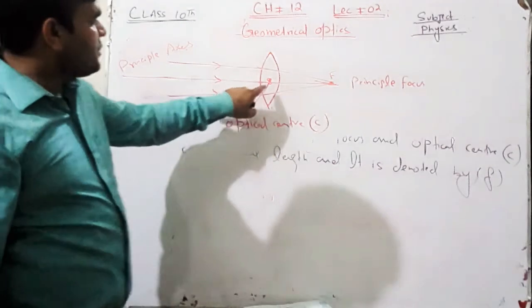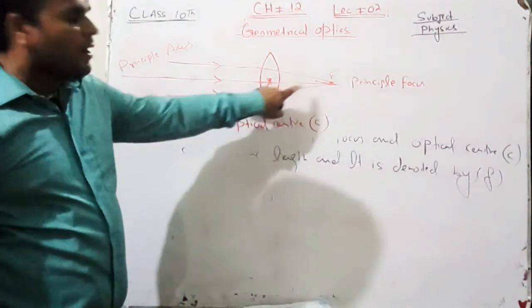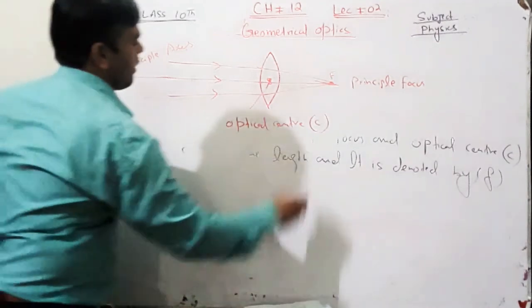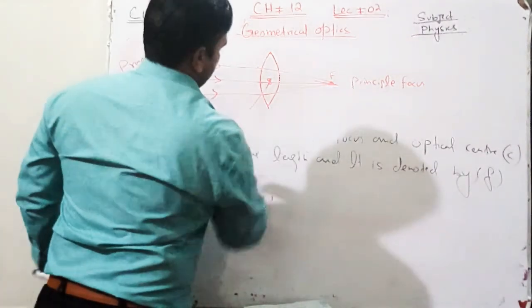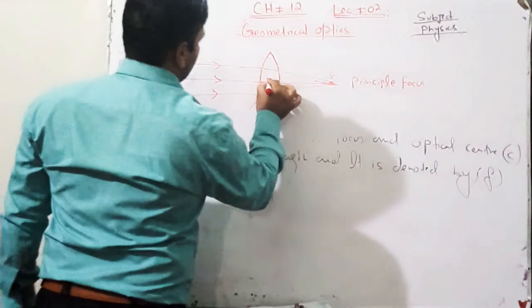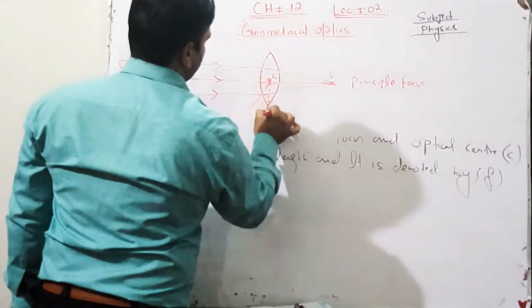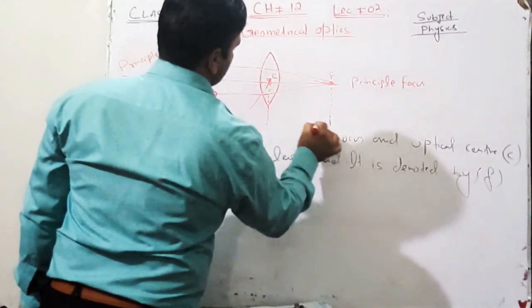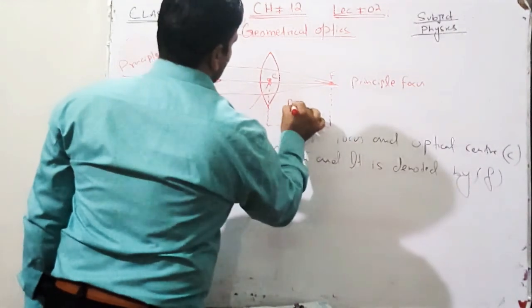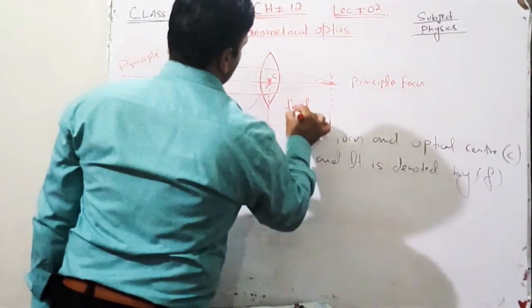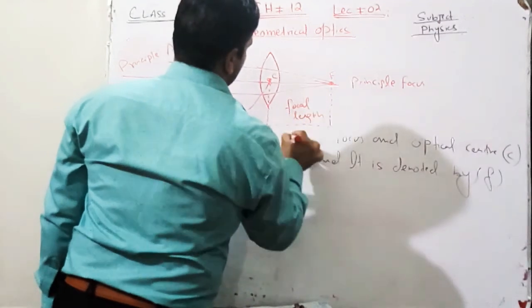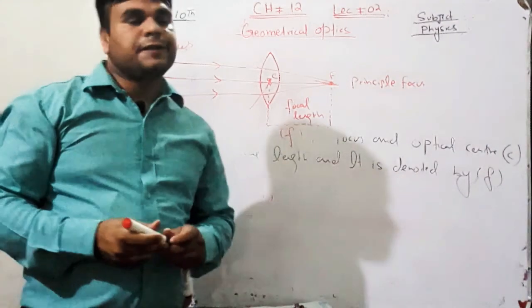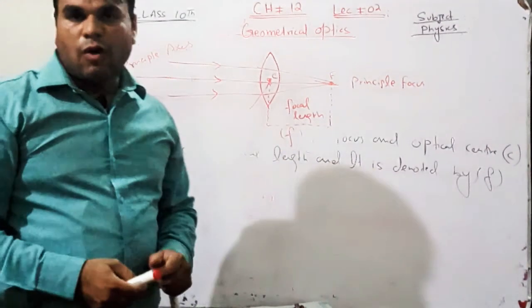Now the distance between the center of the lens and principal focus is called focal length, and it is denoted by small f.